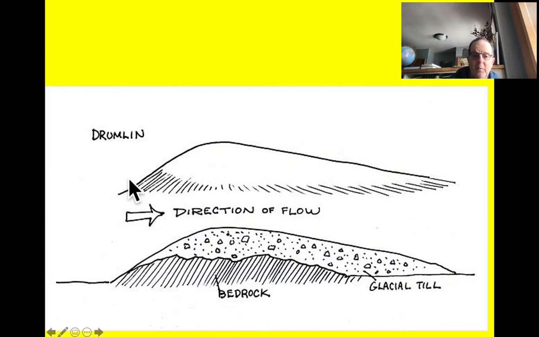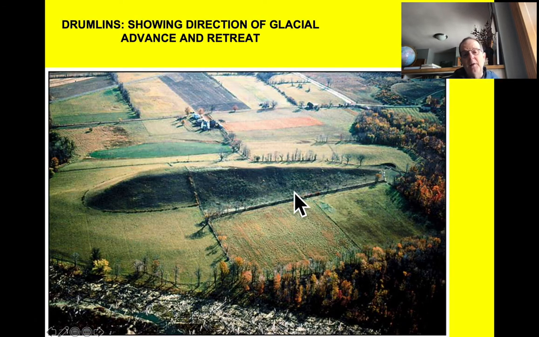Again, steep slope is where the glacial front got slowed down by bedrock. Deposition, glacial till, unsorted, and this overall structure indicates to you by looking at it which way the glacier advanced and retreated.